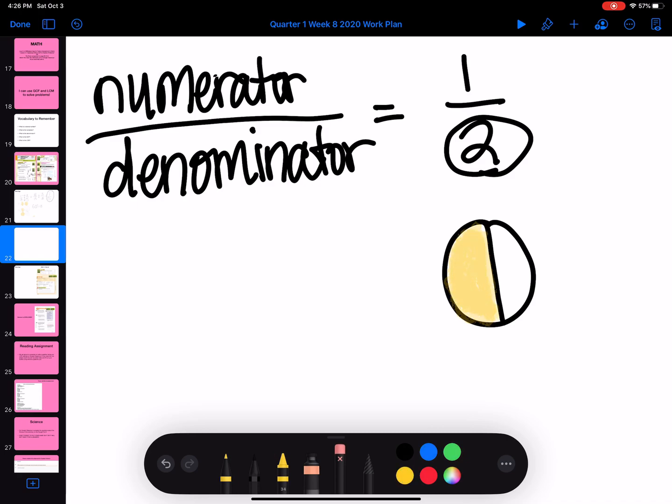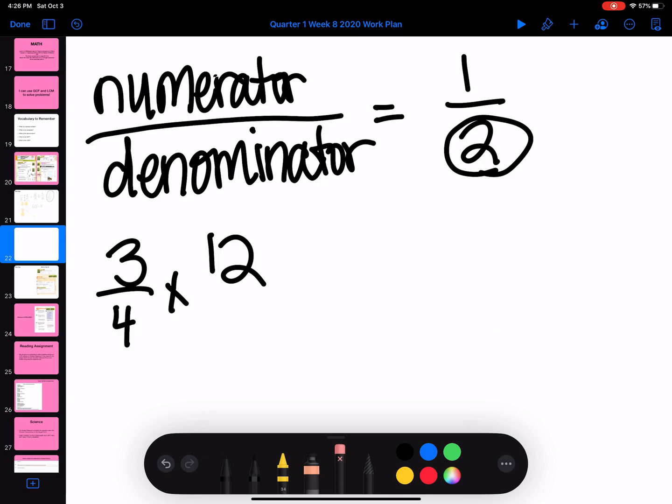So when you are multiplying a fraction by a whole number, for example, if I have 3/4 times 12, right? That whole number is not a fraction. So it's going to be really hard for us to multiply straight across when we don't know what our denominator is. To turn any whole number into a fraction, you simply put it over the denominator of 1. And then you multiply straight across.